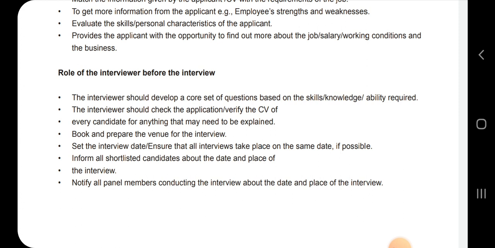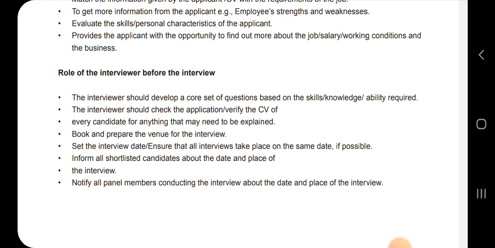If I am the boss and someone has come to apply for the job, I am the interviewer. So the interviewer should develop a core set of questions based on skills, knowledge, ability required. The interviewer should verify the CVs of every candidate for anything that may need to be explained, book and prepare the venue for the interview, set the interview date, and ensure that all interviews take place on the same date.